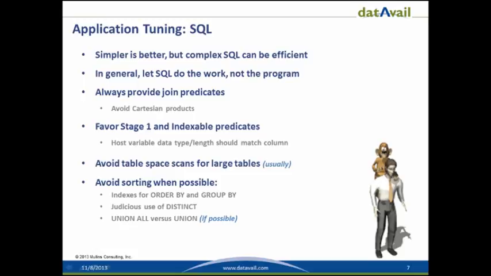And then avoid sorting whenever you can. If you can remove a sort, do so. Build indexes for order by and group by. Don't use distinct in your select list unless you absolutely need it. Favor union all versus union, keeping in mind that union all will not sort to remove duplicates, while union will sort to remove duplicates. So if you don't care about duplicates, or there never could be duplicates, union all improves your performance.